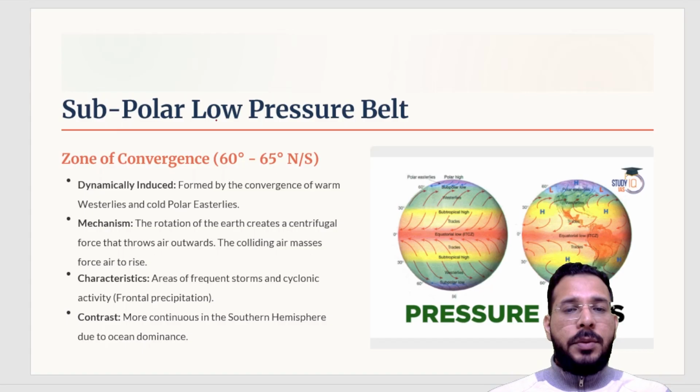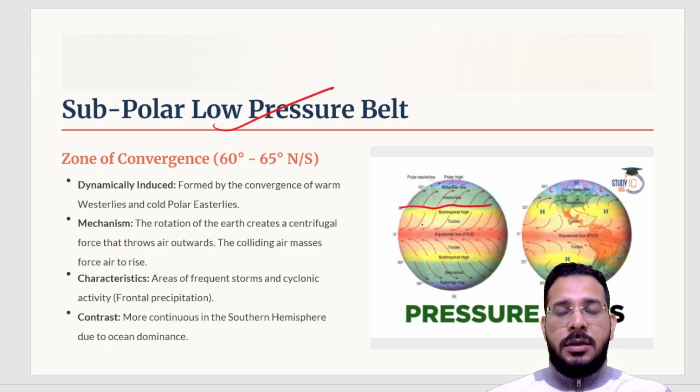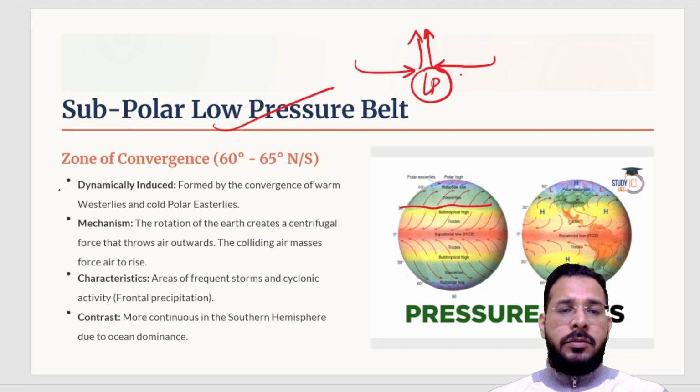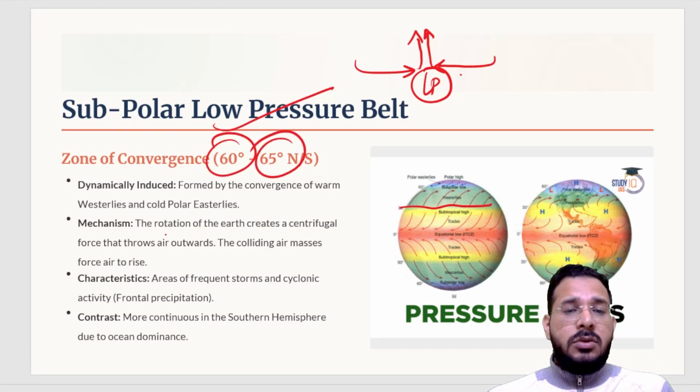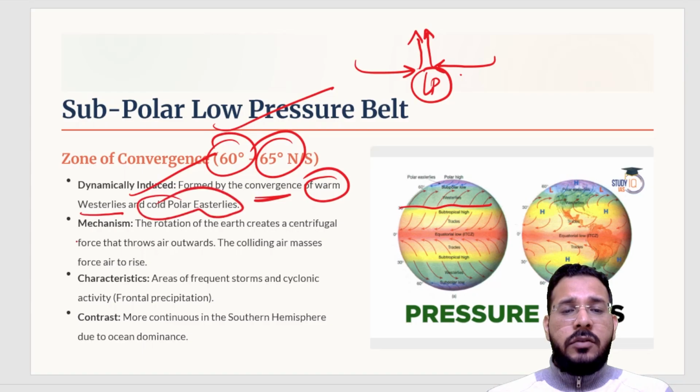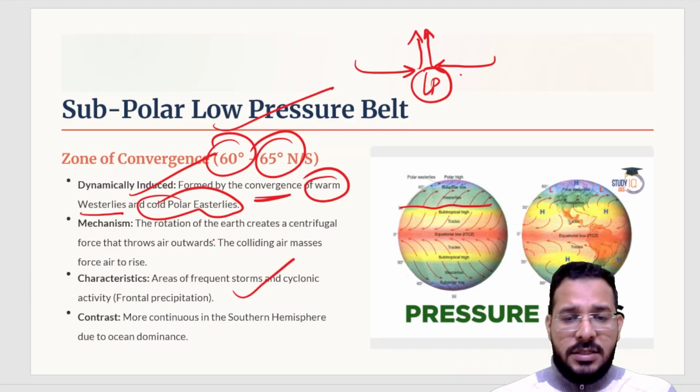Then we have subpolar low pressure belts over here, because of the wind which is moving from the polar region and also from this high pressure region, because of which the wind is rising over here, so there is low pressure. It is around 60 to 65 degrees north and south. They are also dynamically induced, because of convergence of the warm air of the westerlies and the cold air of the polar easterlies. In this region we see frequent storms because of the formation of fronts. Frontal formation happens here because of the contrasting air masses.